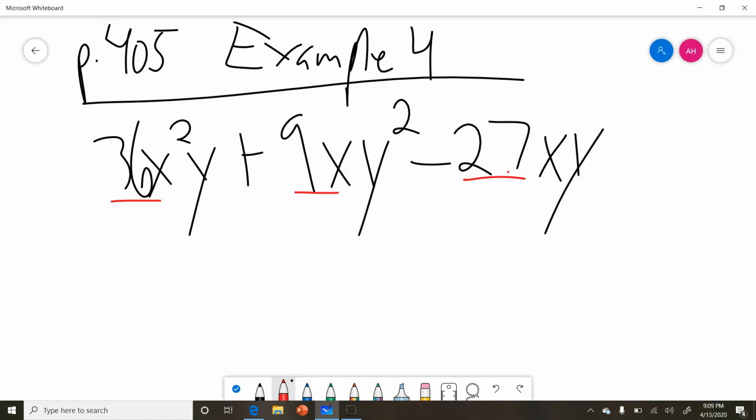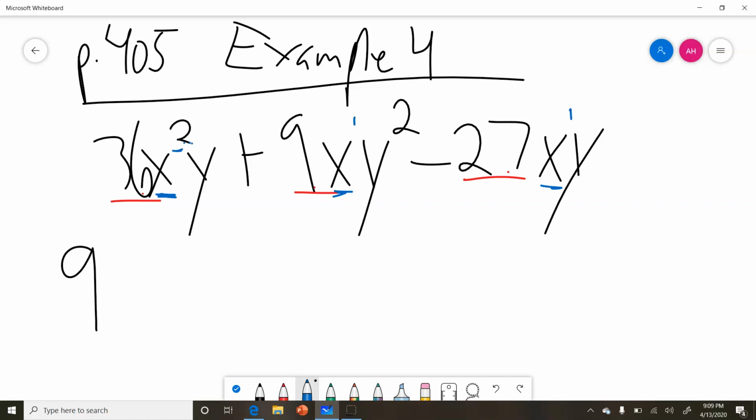I could divide 27 by 9, I get 3. 9 by 9, I get 1. 36 by 9, I get 4. So that means I know I can divide by 9. So I put 9 out here. Now, what can I do with the x? We have x squared, x, and x. So what is the most that I could pull out of each term is just 1, right?